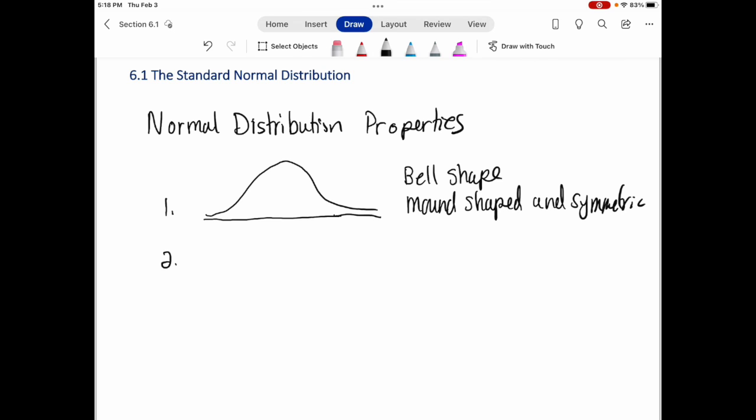Okay, now the second thing you need to know is that the mean, the median, and the mode of a normal distribution are all going to be equal. And that is due to the fact that it's symmetric.